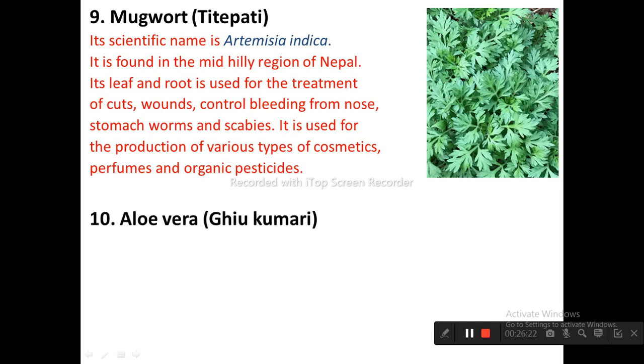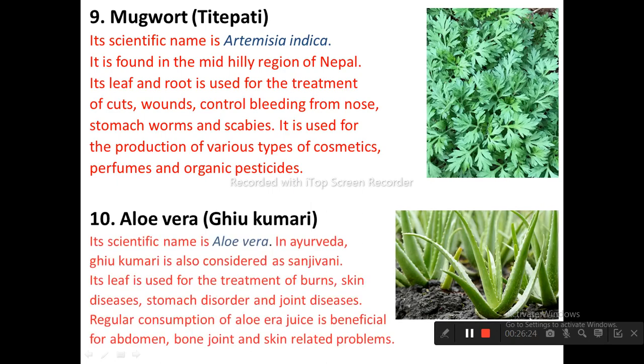Next one is aloe vera, ghiukumari. The scientific name is Aloe vera. In Ayurveda, ghiukumari is also considered as sanjivani. Its leaf is used for the treatment of burns, skin diseases, stomach disorder, and joint diseases. Regular consumption of aloe vera juice is beneficial for abdomen, bone joint, and skin-related problems.